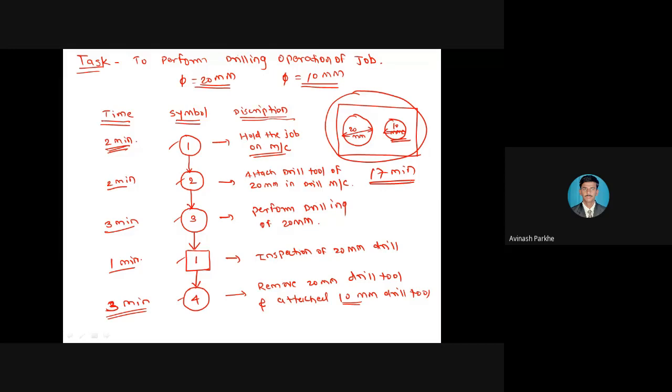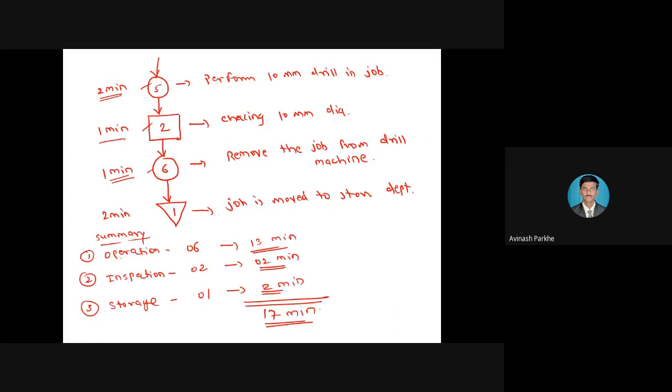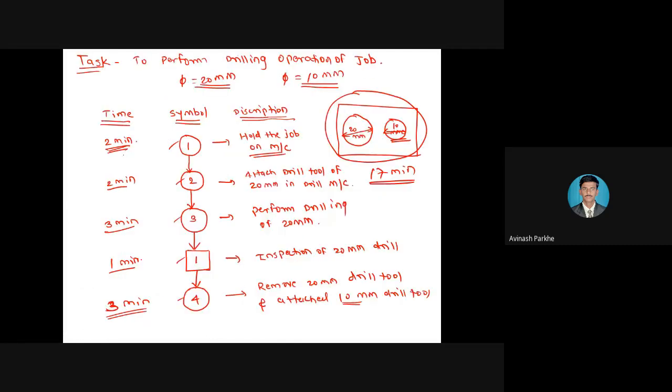So like that, we have to represent the operation process chart. Through this chart, you will get the information about each and every operation, how many operations I have performed: 6 operations, 2 inspections, and 1 storage. At the left side, I have represented the time, so you will get the time required for each and every task. At the right side, you will get the detailed information, what task I am performing. Also, you will get the sequence of operations.